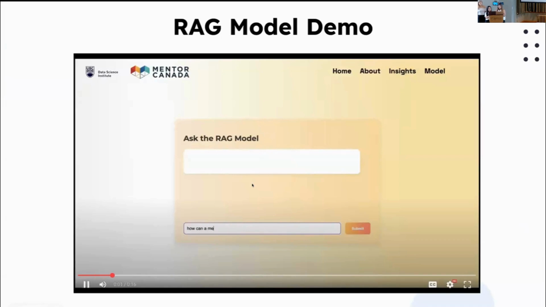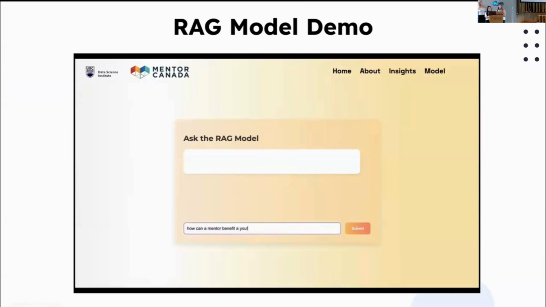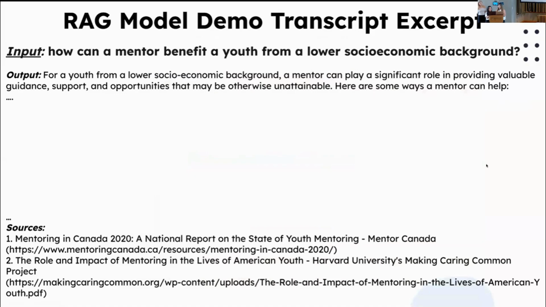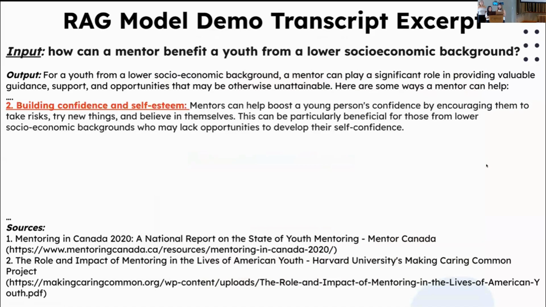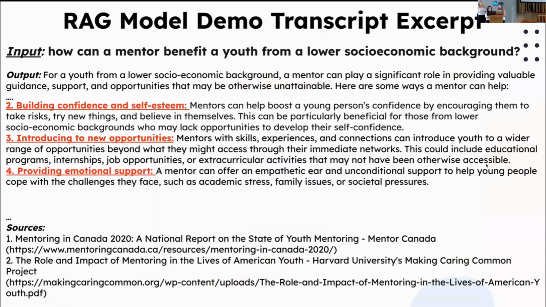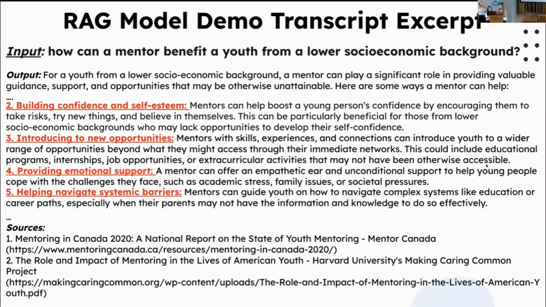Here you can see that we've asked our chatbot, how can a mentor benefit a youth from a lower socioeconomic background, in which it produces a response with specific references to the literature. In this example, our RAG pipeline touches on how mentorship can help low SES youth build confidence, expose youth to new opportunities like education or career paths, provide emotional support, and help them navigate systemic barriers, which are all findings consistent with the significant results from our statistical analyses.